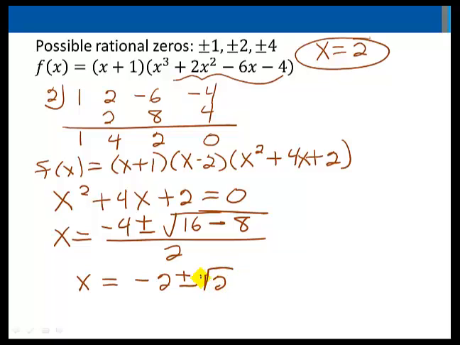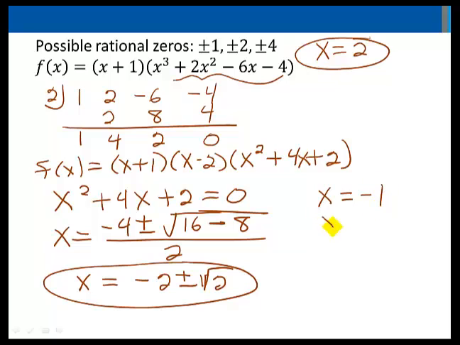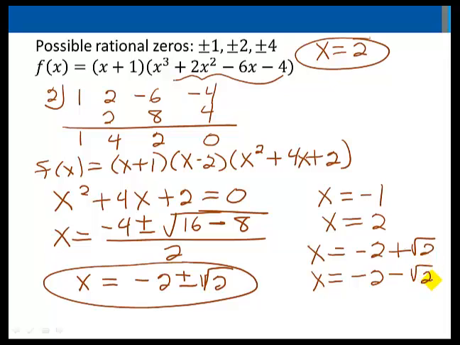Okay, so in the end, I have zeros of x equals -1, x equals 2, x equals -2 plus square root of 2, and x equals -2 minus square root of 2. Each of these zeros is of multiplicity 1, and if you notice there is only one of these, x equals 2, that is positive. The other three are negative zeros, verifying our results from Descartes' rule of signs.